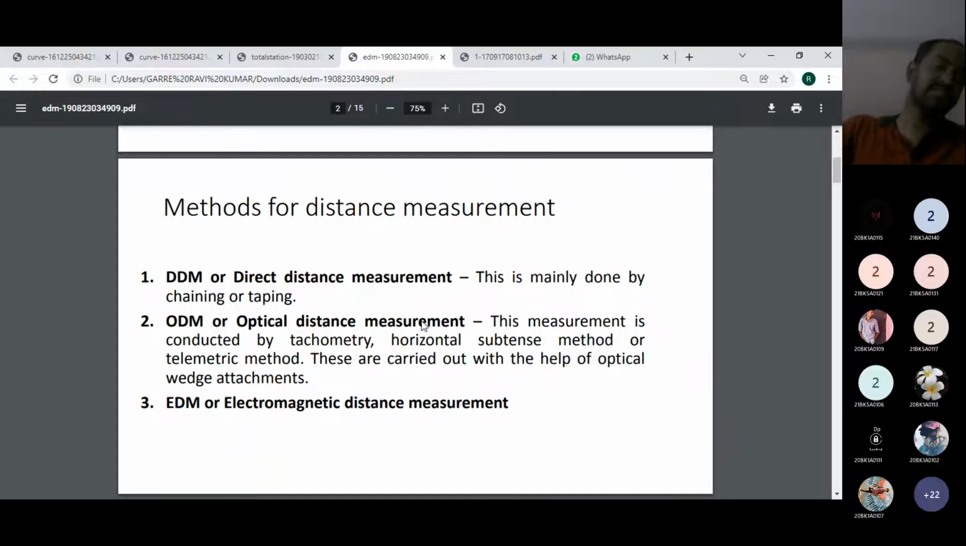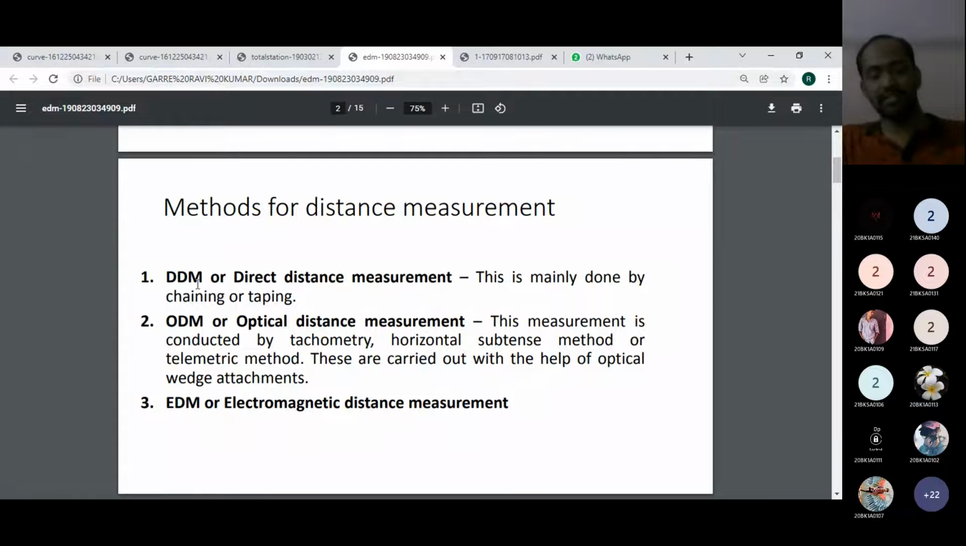One more method is the ODM, optical distance measurement. In optical distance measurement, we first take angles, then apply some formula using those angles to calculate the distance between two points, or to determine the height or elevation of particular points. This kind of taking measurements is called optical distance measurement.